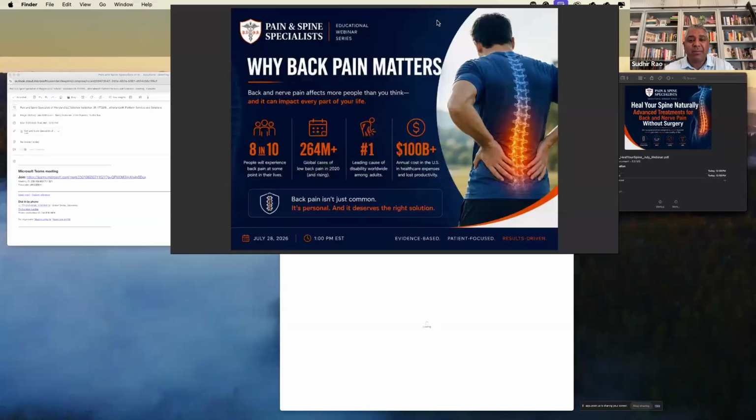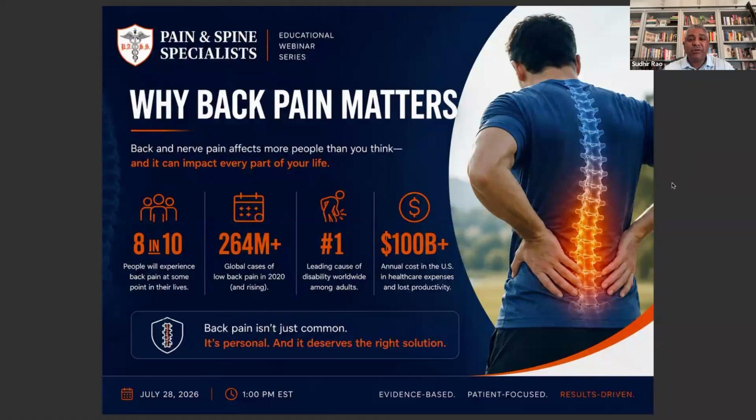So discogenic pain, arising from the intervertebral disc itself. Now the disc, I like to equate it to a jelly donut. You've got the nucleus, which is the jelly on the inside, and then you have the annulus, which are cartilage rings on the outside. And when that disc loses hydration, gets pinched, or just degenerates over time, that disc material can start to bulge out and put pressure on the spinal nerves.